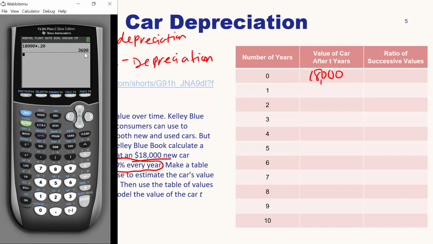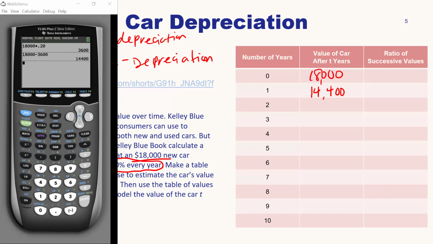So after year 1 of being on the street, my vehicle is now worth less than $3,600. Does that make sense? And less than means I'm taking what it used to be valued at and I'm subtracting 3,600. So what is my new value? 14,400. Okay. And I repeat these steps until I figure out 10 years.